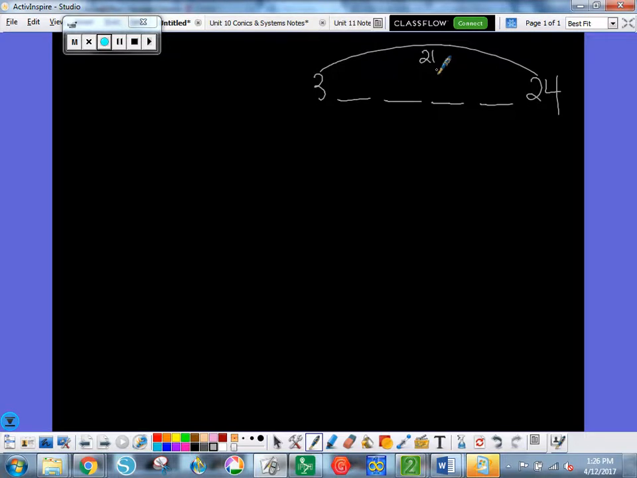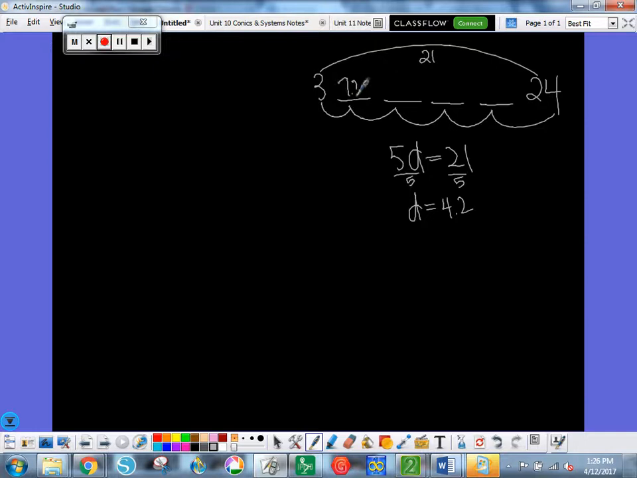And then I need to see how many jumps there are from the 3 to the 24. How many are there? 5. So 5 of my differences need to add up to be 21. Which means my difference is a decimal. So you divide it out, and you know that each difference is 4.2. So then how do I get my next one? Add 4.2, so it would be 7.2, and then 11.4, and then 15.6 would be about.